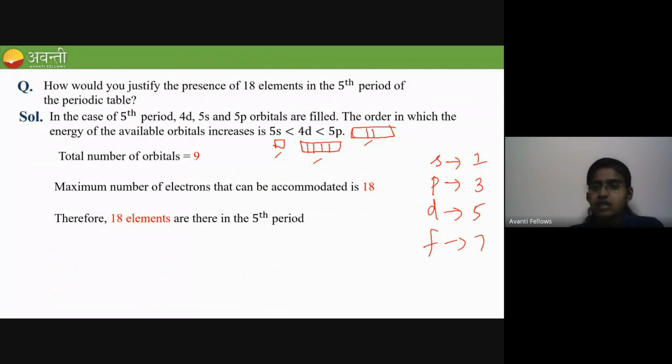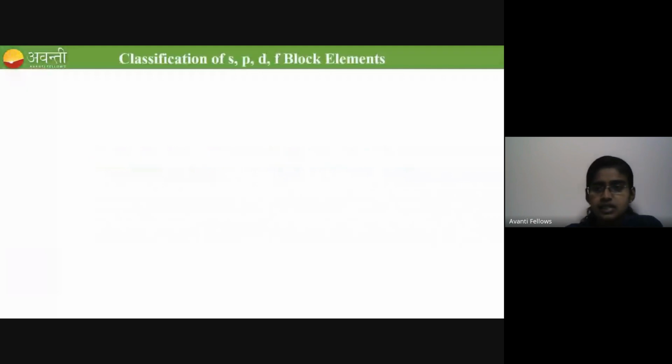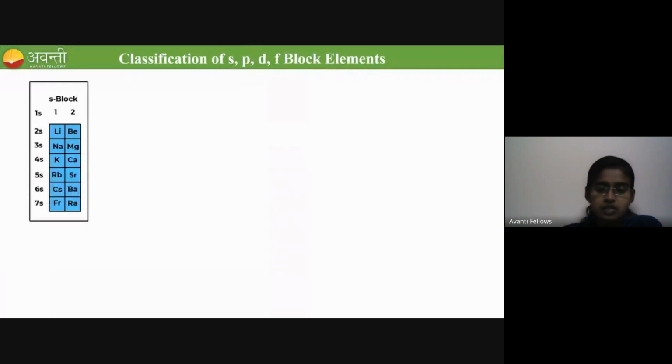Fine. So we have discussed the periods and the groups. Now we will move on to the blocks in the periodic table. Let us discuss the classification of S, P, D, and F block elements. So first moving on to the S block. The S block consists of group number 1 and 2. So group number 1 and 2 belong to S block.